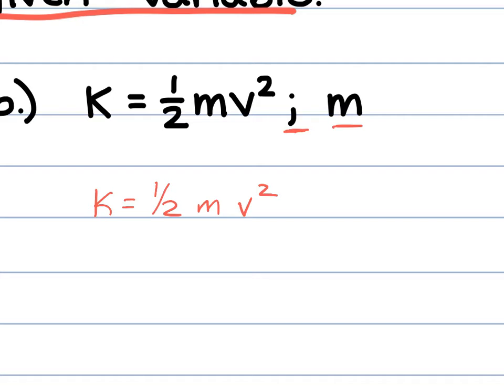What do we want to do? We got to get everything, we got to get M by itself. Multiply by 2, or 2 over 1, because the 2 gets rid of the 2 and the 1 gets rid of the 1, so those are gone. But then I need to multiply the other side by 2 as well. 2K is equal to MV squared.